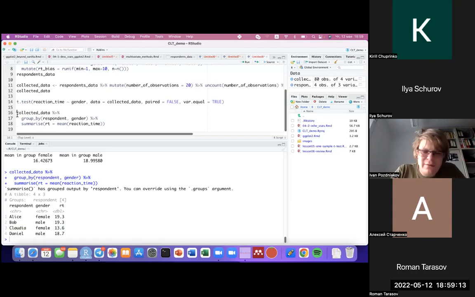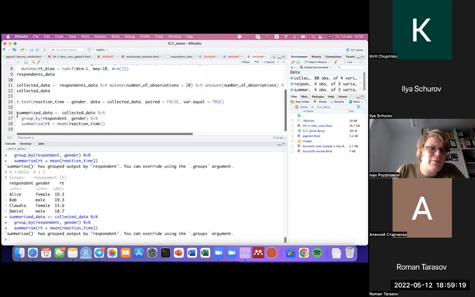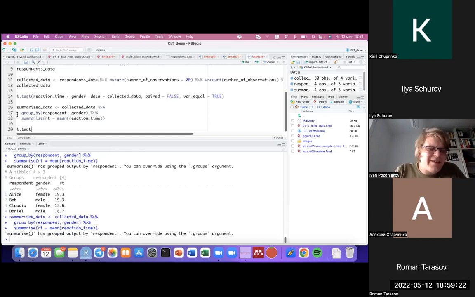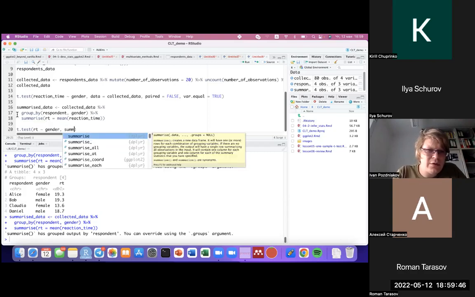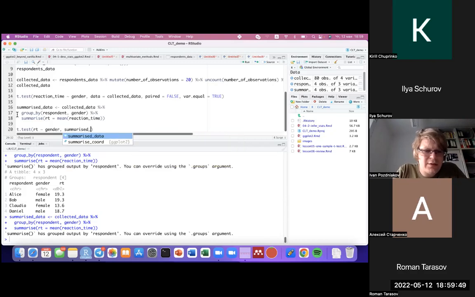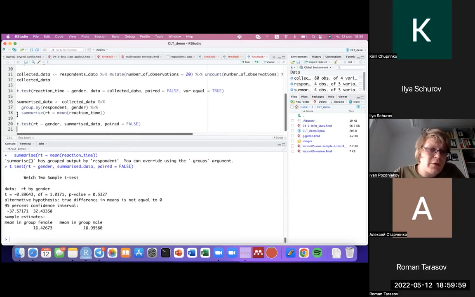Actually, in this situation, let's say summarized data, we can provide t-test. But the problem is that now our sample size is very small. Actually, we can try. I'm not sure that t-test will work on so small sample size. I think it will not, but let's try. Because maybe it will, but I'm almost sure that it will not. Summarized data. Weird or no, false. No, it worked actually.